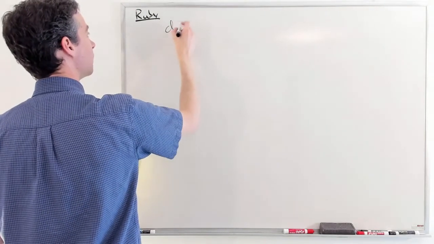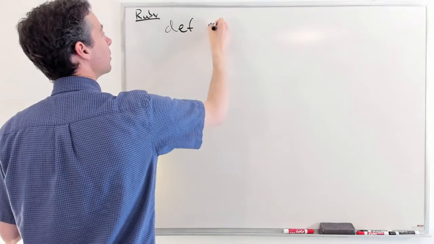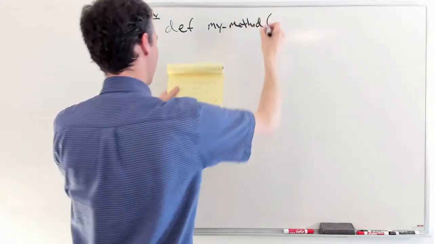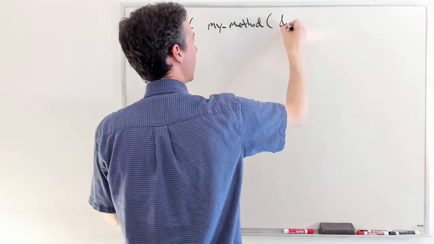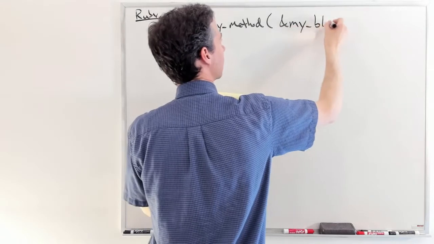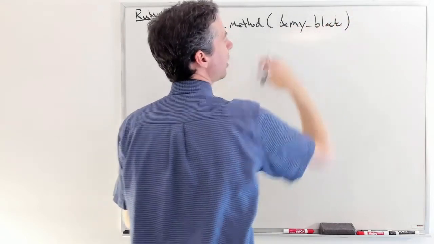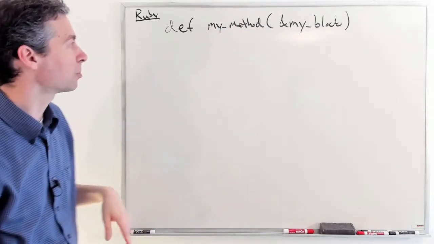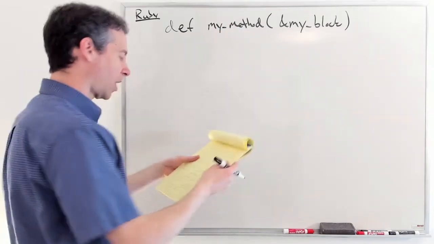So let's go ahead and define a method. Def my_method, and we put an ampersand and then no space and then my_block. Again, this could be any variable name. This could be any name that's appropriate for a method, all right.